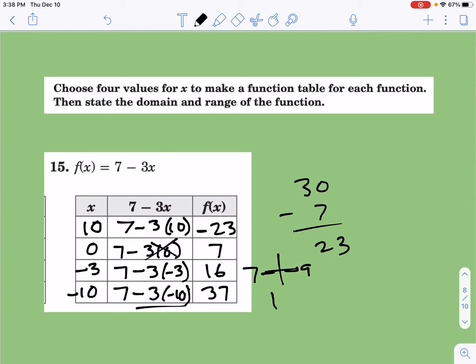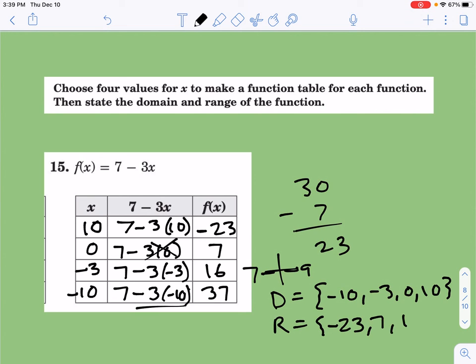So again, domain, it's just your x values from least to greatest. So negative 10, negative 3, 0, and 10. And then your range, smallest to greatest, negative 23, 7, 16, 37.